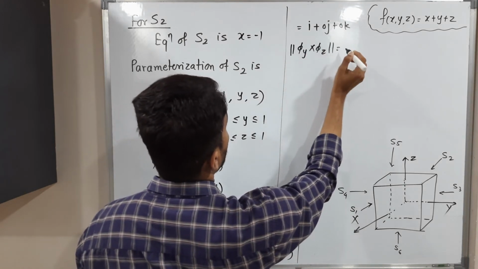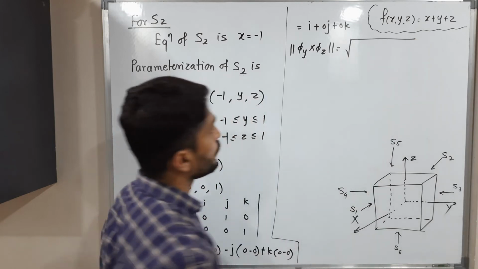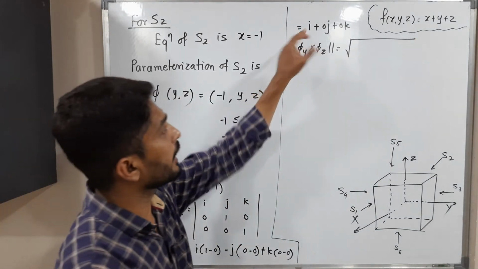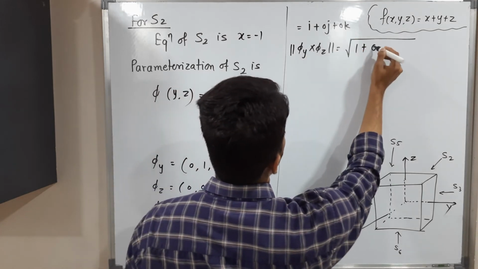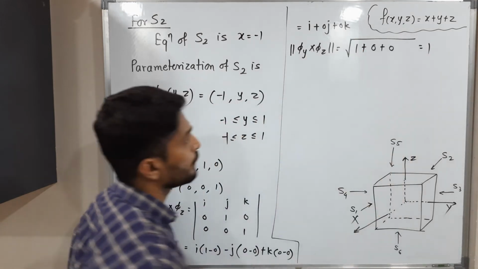So you know well what is the definition of norm? Square root of the sum of squares: the square of 1 is 1, the square of 0 is 0, the square of 0 is 0. So the value is 1.